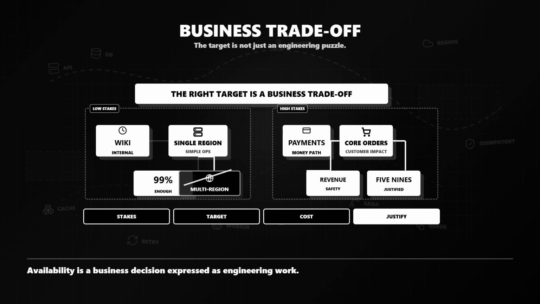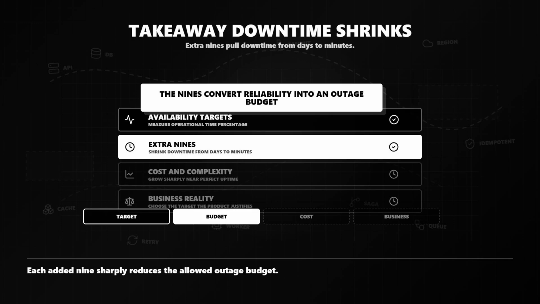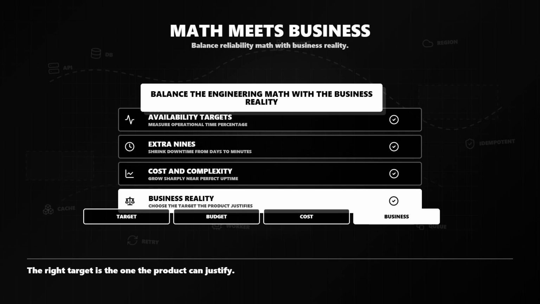So, let's quickly wrap up our main takeaways for today. Remember, availability targets are just how we measure our operational time percentage. Stacking up those extra nines shrinks your allowed downtime dramatically, pulling you incredibly fast from days down to mere minutes per year. And most importantly, approaching that perfect uptime causes an exponential soaring growth in both your costs and your system complexity. It's always about balancing the engineering math with the actual business reality.